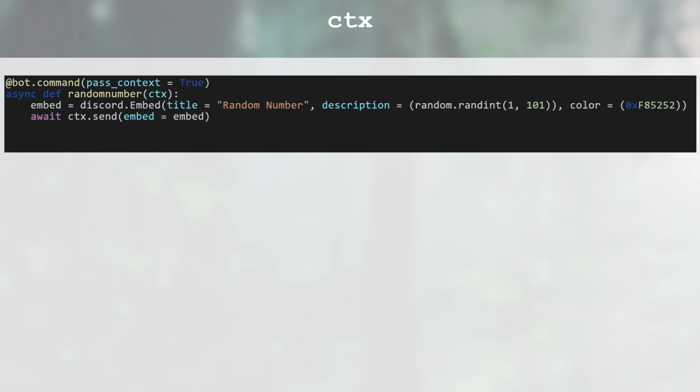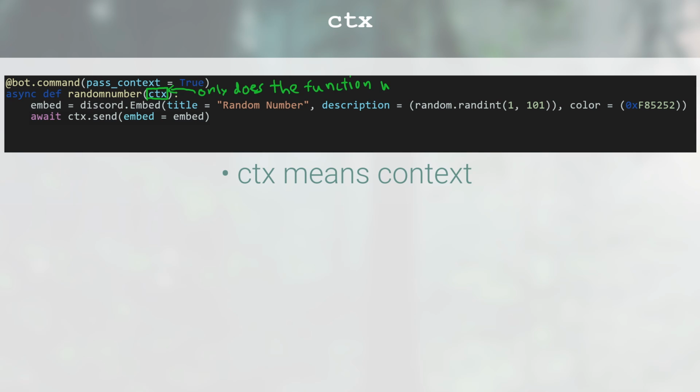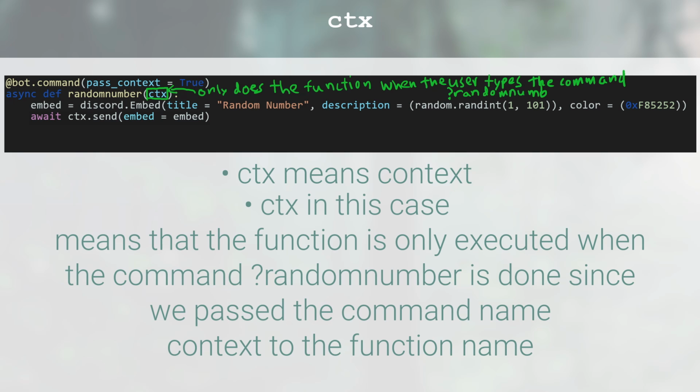Next, let's talk about the ctx inside of the parentheses. The meaning of ctx is context, and the fact that it is inside the parentheses indicates that the bot only does the asynchronous function when the user types the command. Other information can be added after the ctx, but in this case, we don't have to.